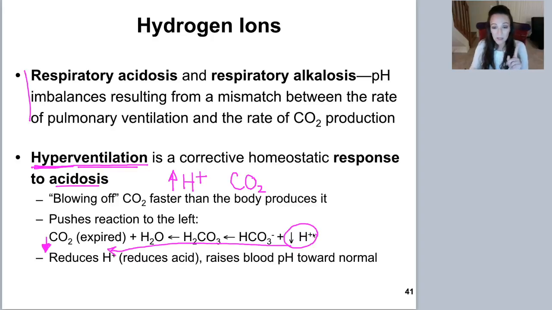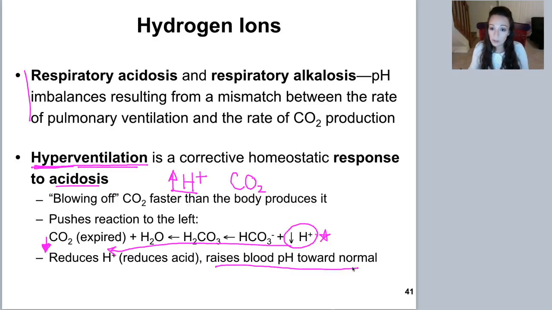And this is good, right? Because we just said our problem was we had too much hydrogen in our bloodstream. We had acidosis. So this corrects our acidosis. By expiring that carbon dioxide, we correct our acidosis. We bring down our hydrogen levels, and so our pH value will go back up to normal. Okay, this raises our blood pH back toward normal.